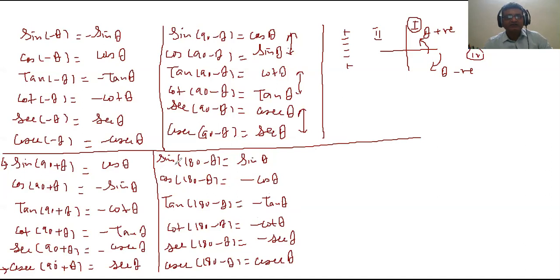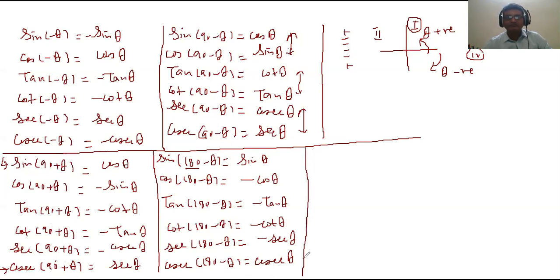Here you can see when it is an even multiple of 90, then sine will remain sine, cos will remain cos, tan will remain tan, cot will remain cot, sec will remain sec, and cosec will remain cosec. If this angle is an even multiple of 90, here it is an odd multiple of 90 degree. In case of odd multiple of 90 degree, sine is converted to cos, cos is converted to sine. Similarly, tan is converted to cot and cot is converted to tan. Sec is converted to cosec and cosec is converted to sec.